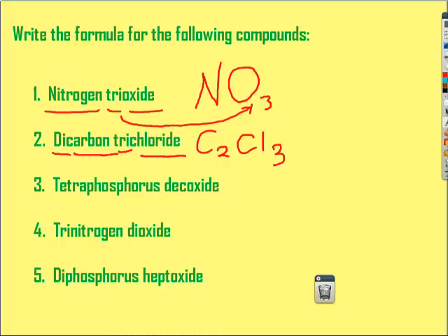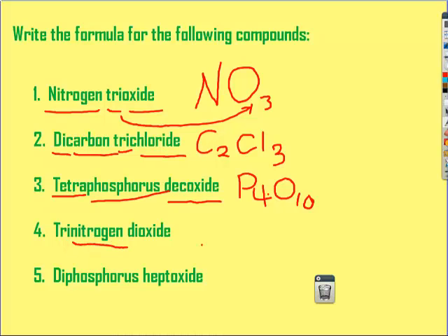Here we go. Tetraphosphorus. So phosphorus is P, number 15 on the periodic table. Tetra means quattro, 4. And then here I have decoxide. Deca is oxygen, but deca means 10. So I have 10 of those oxygens. P4O10.